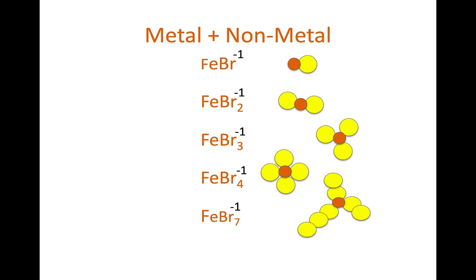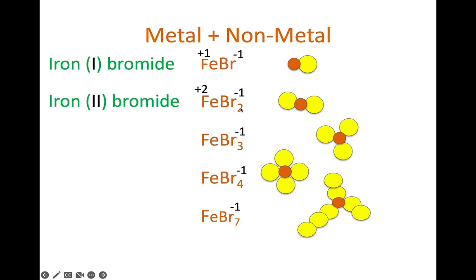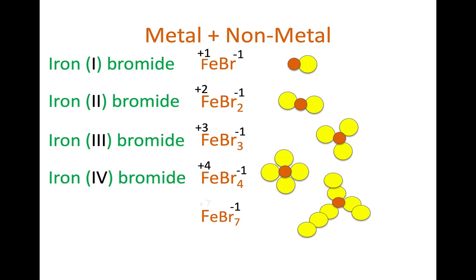Bromide is always minus 1. So here, for the first one, iron must be plus 1 to balance it, so that's iron(I) bromide. For the second one, there's 2 negative 1 bromides, so iron must be plus 2, so that's iron(II) bromide. For the third one, there's 3 negative 1 bromides, so iron must be plus 3, iron(III) bromide. Just like this one, iron must be plus 4, and iron must be plus 7 to balance out those 7 negative 1 bromides, so iron(VII) bromide.